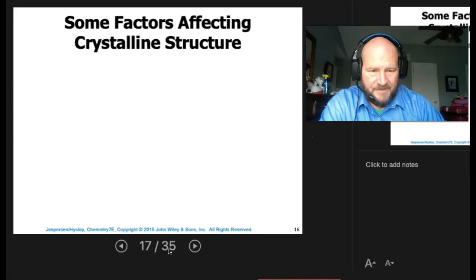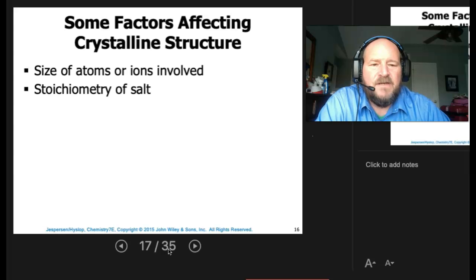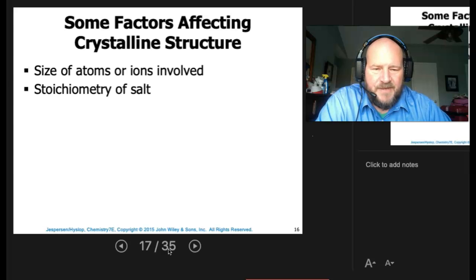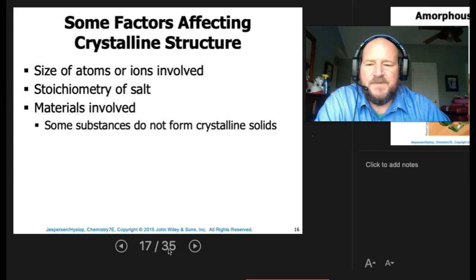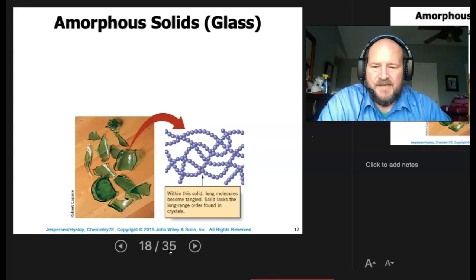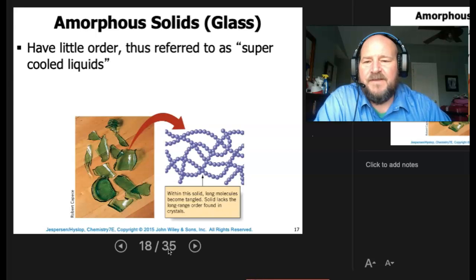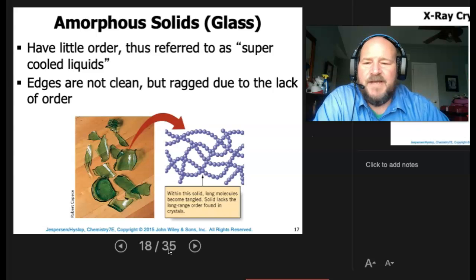All right, the factors that affect the crystalline structure would be the size of the atoms or the ions involved, the stoichiometry of the salt, what the actual ratio is, that lowest common multiple, and of course the materials involved, right? Some substances do not form a crystalline solid. Now for amorphous solids, things like glass, they have little order and thus are referred to as supercooled liquids. The edges are not going to be clean, but they're going to be ragged due to the lack of order.